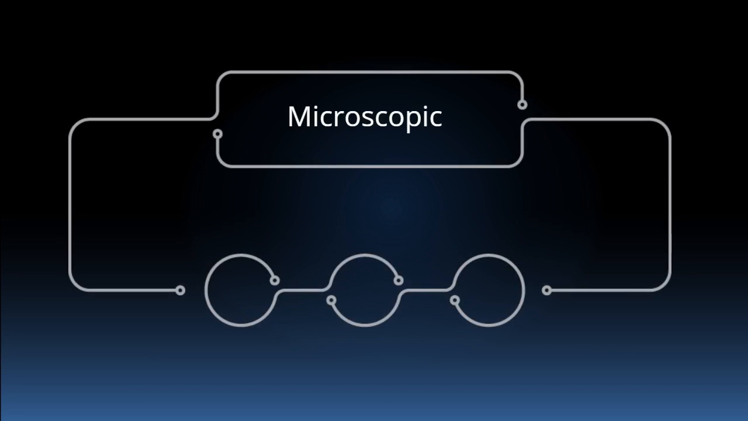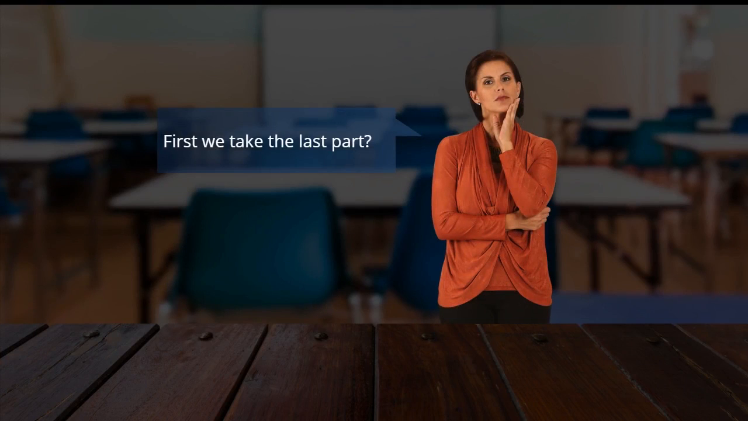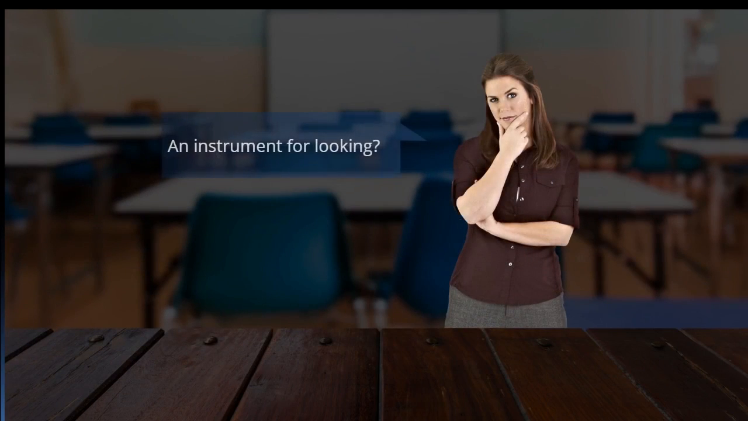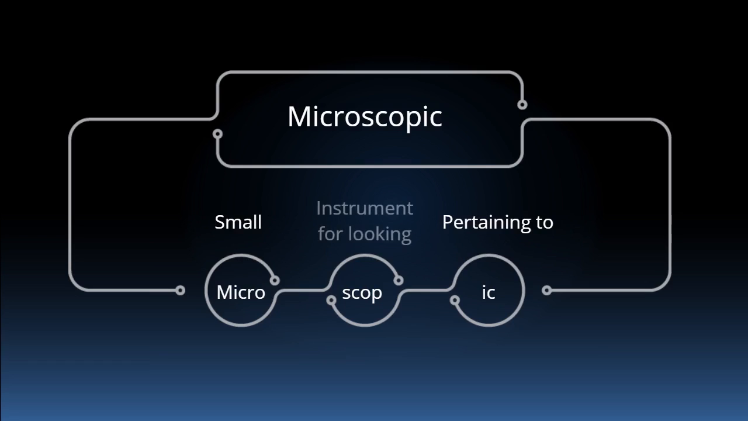How shall we approach it? First, we take the last part. Yes, first we take the last part, IC, which means pertaining to. Then we take the first part, micro, which means small. Lastly, we'll take the middle part, scop, which is an instrument for looking. Yes, that's right. So that's how we break the words.